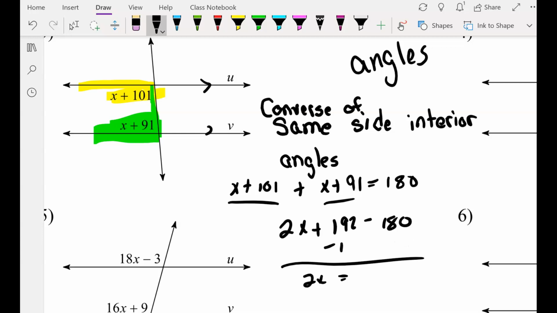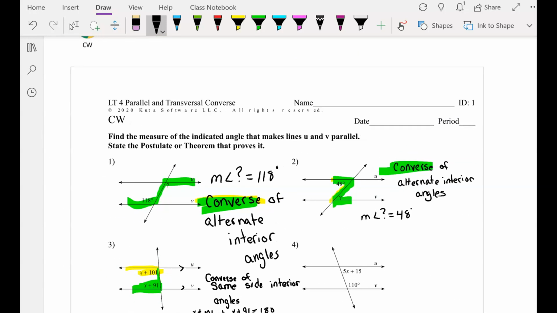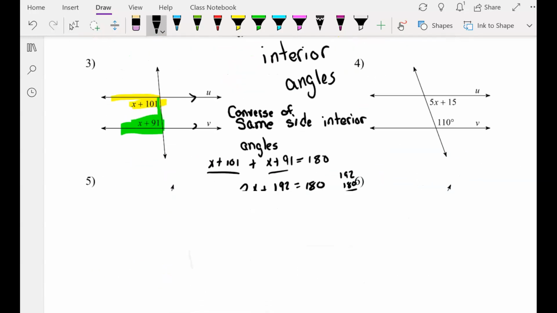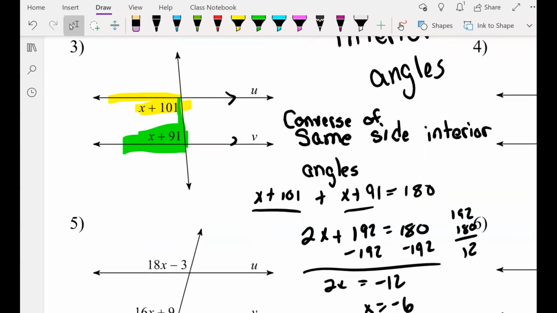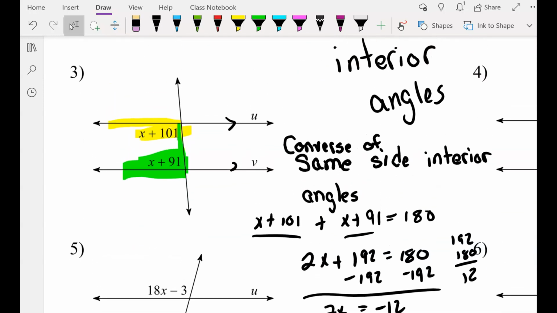192. And we're going to have -12. And I know that seems like it's not going to work, but remember, that's just finding x. So now, let's see, what was the question asked? Find the measure of the indicated angle. Well, I guess in this case we'd have to find the measure of both of the angles. All right, so x equals -6.